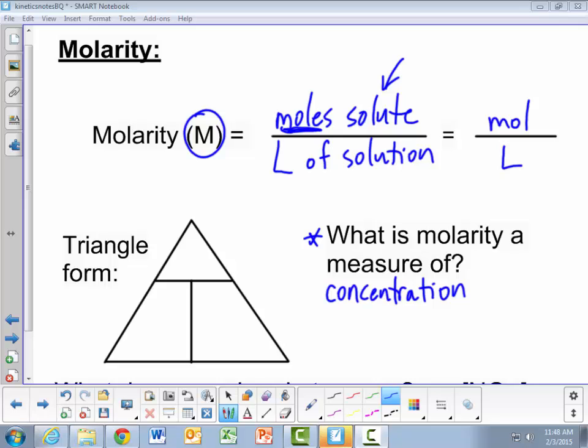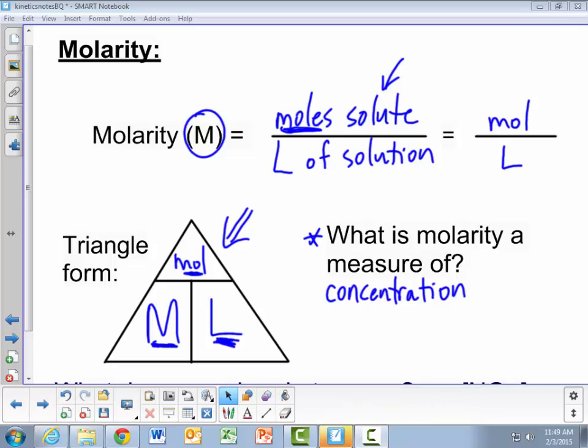Now in triangle form, the equation looks like this. Molarity, big M, is a measure of moles of solute per liter of solution. Equation triangles are quite advantageous because they give you all three forms of the equation. For example, molarity is moles divided by liters. If you needed to find liters, it would be moles divided by molarity. And if you wanted to find moles of solute in a problem, it would be molarity times liters, because they're on the same level. You would multiply.